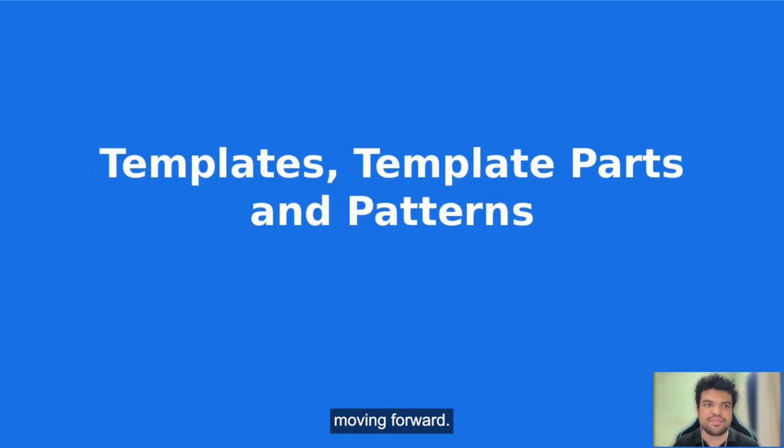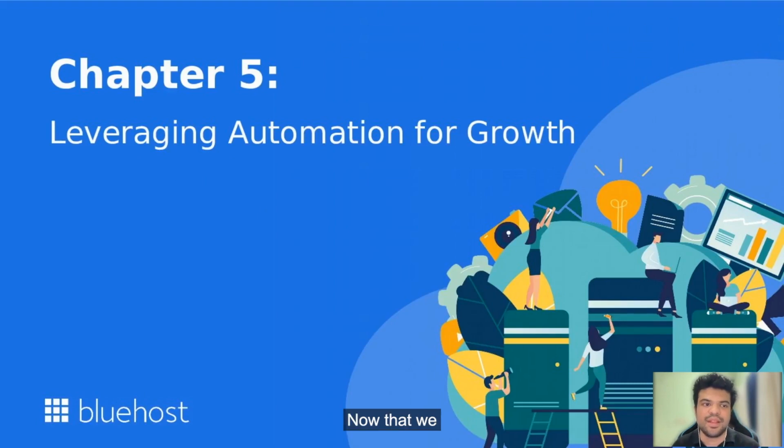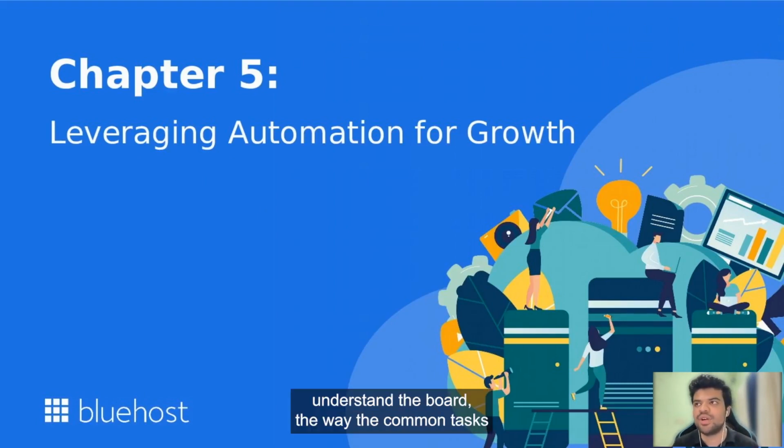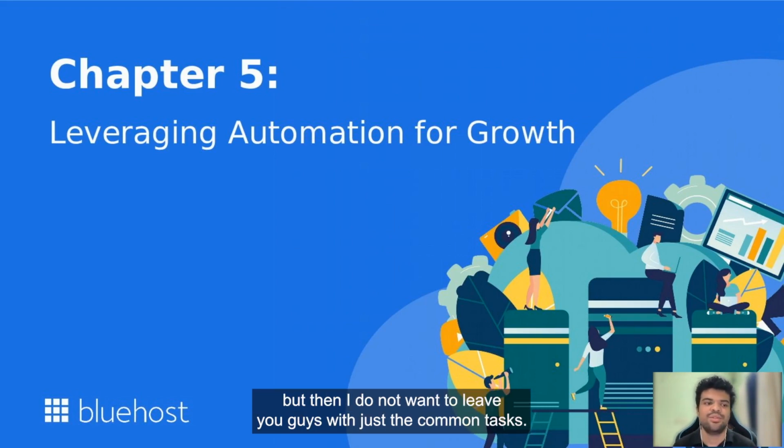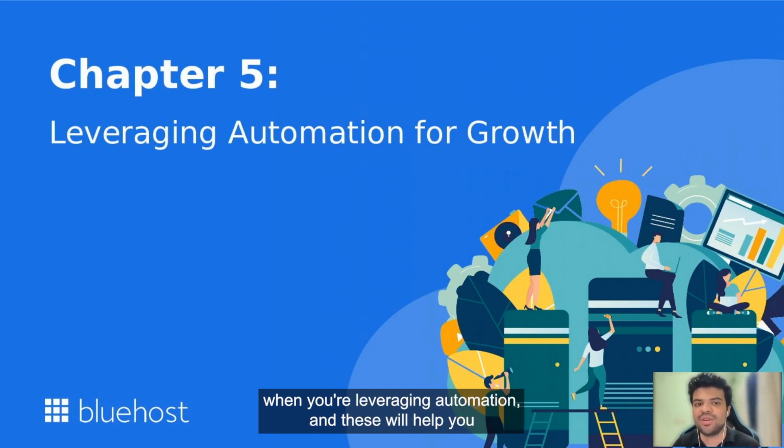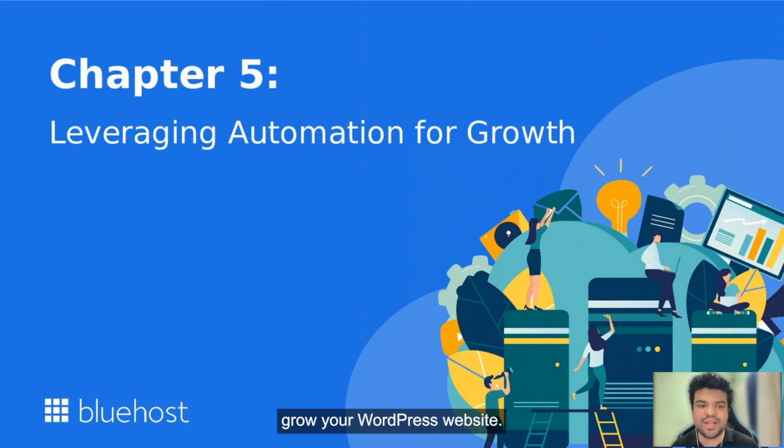Moving forward, now that we understand the what, the why, the common tasks, and how you can achieve some of these common tasks, there are a lot of things you can automate on your website. I covered maybe 4 or 5 of them. We talked about some more before this. But I do not want to leave you with just the common tasks. I want to show you 3 steps that you can always follow when you are leveraging automation. And these will help you grow your WordPress website.